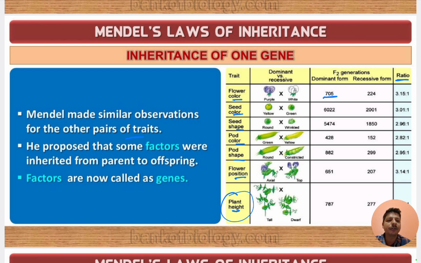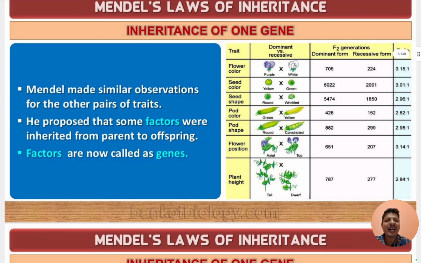In the F2 generation, dominance will be like this number, recessive from this number. The yellow seed will be this number, and green from this number. Seed shape, round and wrinkled; pod color, green and yellow; pod shape, round and constricted; flower position, axial and terminal; and plant height also mentioned here. So you can identify by seeing this table that in everything there is a particular 3:1 ratio, as you can see.